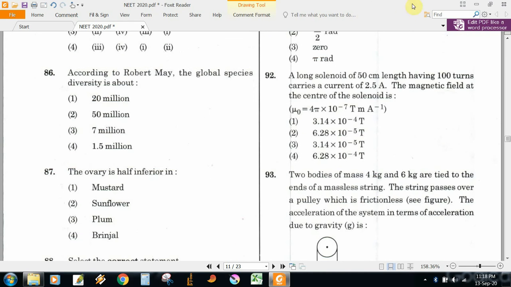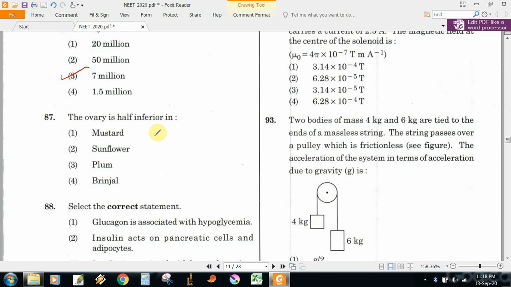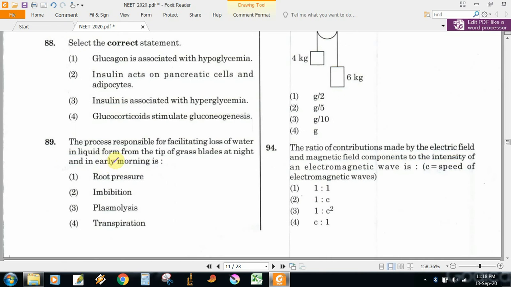Now, according to Robert May, the global species diversity is about 20 million, 50 million, 7 million, 1.5 million. No, the answer is 7 million. According to Robert May, his estimation is around 7 million. Next is 87th question. The ovary is half inferior in mustard, sunflower, plum, brinjal. It is plum where it is half inferior.